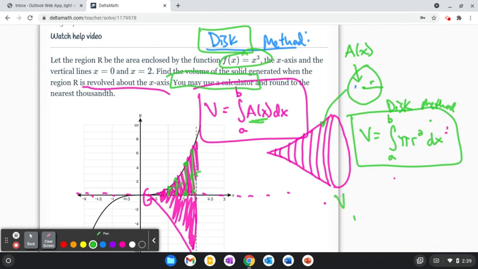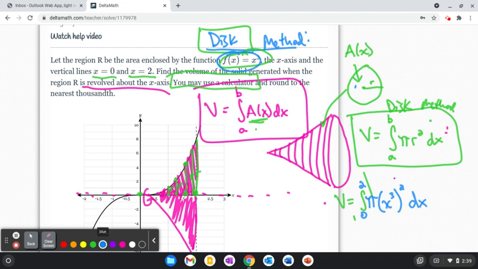So to find this volume, it's just going to be the integral from our starting to our ending point. This one says x equals 0 to x equals 2, so from here up to here, that's where we're going to integrate, from 0 to 2. Remember, those are x values because our function is in x. I'm going to write the pi there, and then our radius is just the function, x cubed, so it's x cubed squared dx.